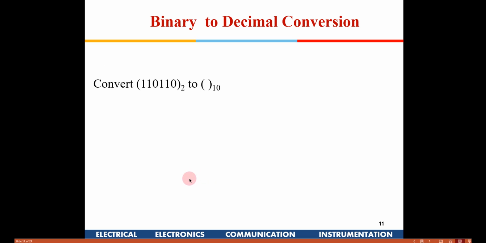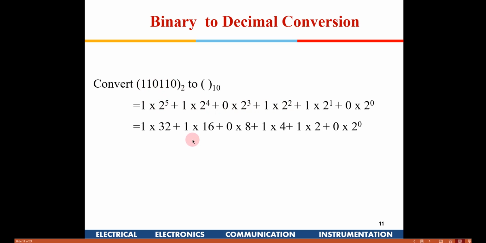Now say the same reverse process also. If you have to convert a binary number into a decimal number, so this is 0 into 2 to the power of 0, 1 into 2 to the power of 1, 1 into 2 to the power of 2, again you have a 0 for 2 to the power of 3, 1 into 2 to the power of 4, and so on. So this is the reverse process.